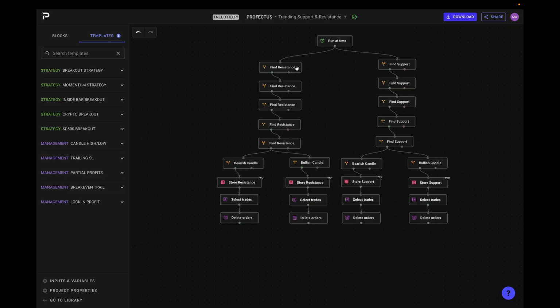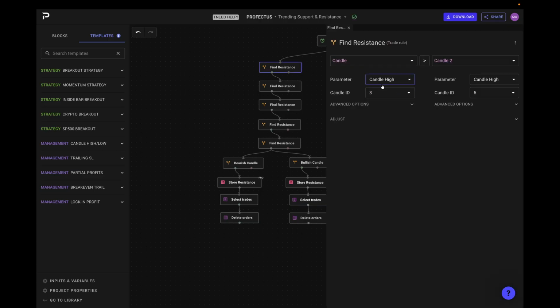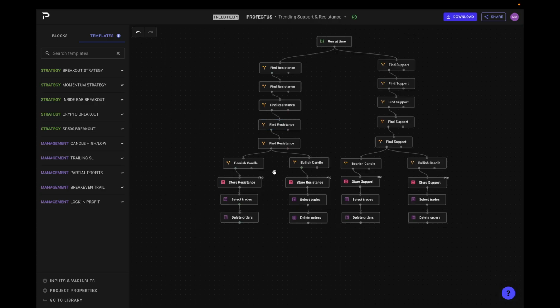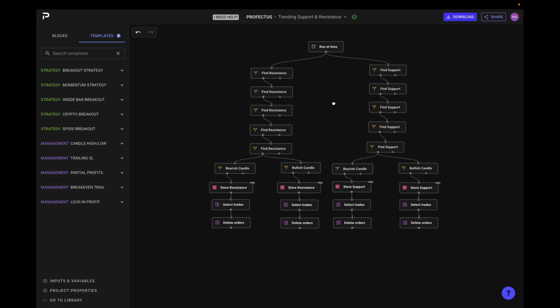And then on the other side, we have the highs. For swing highs, it's of course candle high, 3 is higher than 5, 3 is higher than 4, 3 is higher than 2, and 3 is higher than 1. If that's all happening in one sequence, then we know we have a swing high. Then we want to store the highest price, and there we want to sell. That's the first part of this algorithm.